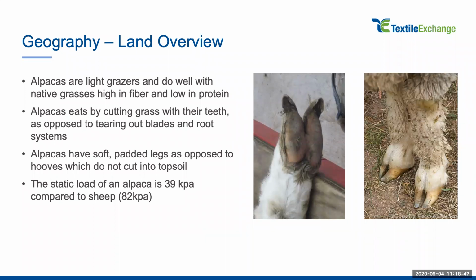And in the photo on the left is the bottom of an alpaca foot, and they have soft padded feet as opposed to sheep or goats, which have harder hooves, and so they don't cut into the topsoil as much. And then just a brief number about the static load of an alpaca. Alpacas weigh anywhere between 100 and 200 pounds as an adult, so they have a lighter static load as compared to sheep.